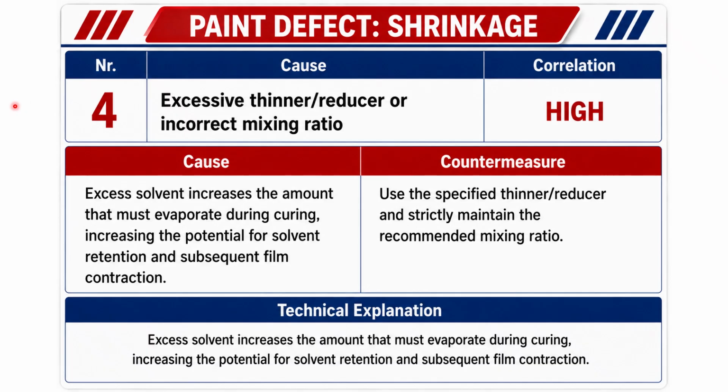Number four probable cause is excessive thinner or reducer or incorrect mixing ratio. Excessive solvent increases the amount that must evaporate during curing, increasing the potential for solvent retention and subsequent film contraction. The recommended countermeasure is to use the specified thinner or reducer and strictly maintain the recommended mixing ratio.